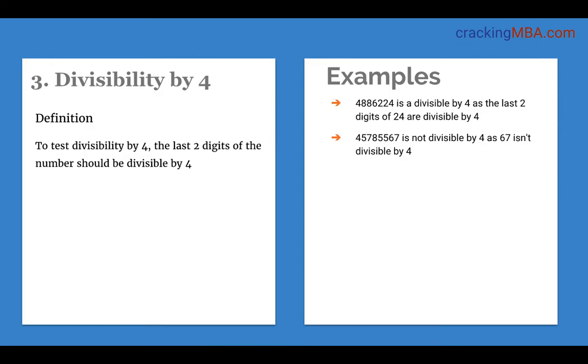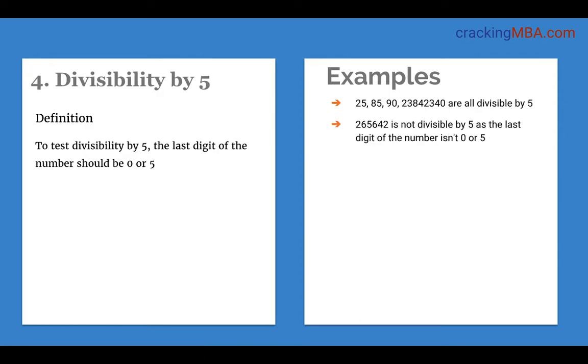Next, divisibility by 5. The last digit should be 0 or 5. Let's see some examples. 25, 85, 90, and this long number are all divisible by 5 just because the last digit is either 0 or 5. Similarly, you can see this long number, 265642, isn't divisible by 5 because the last digit is not 0 or 5. That's how you apply your divisibility rules.